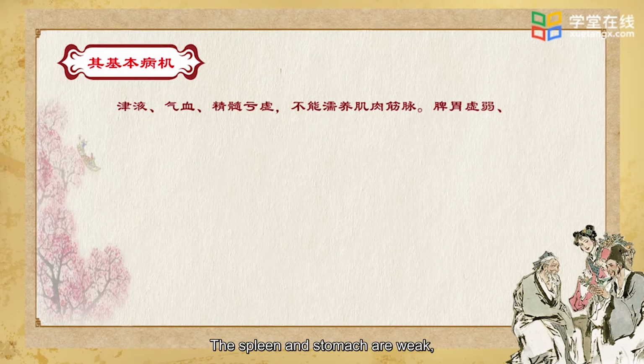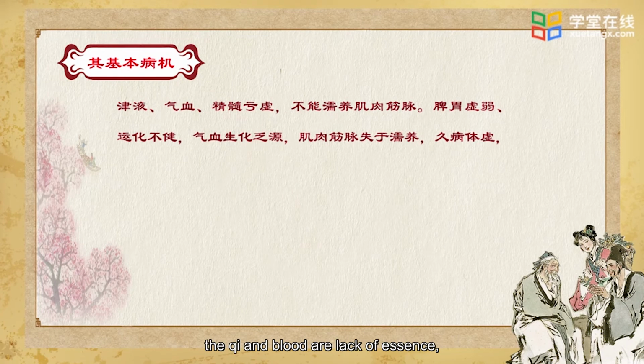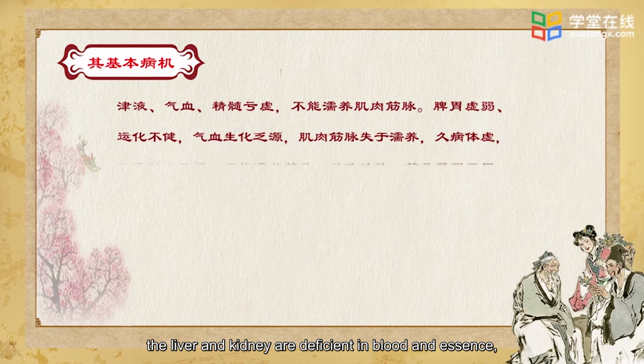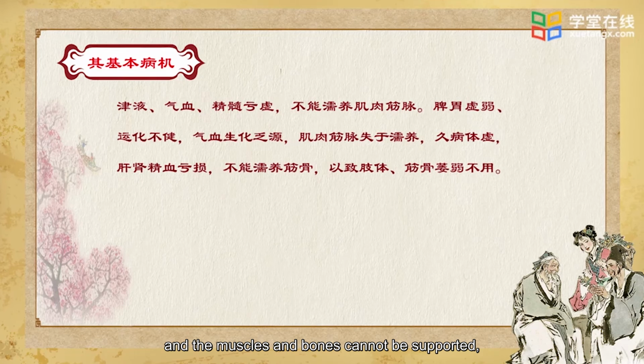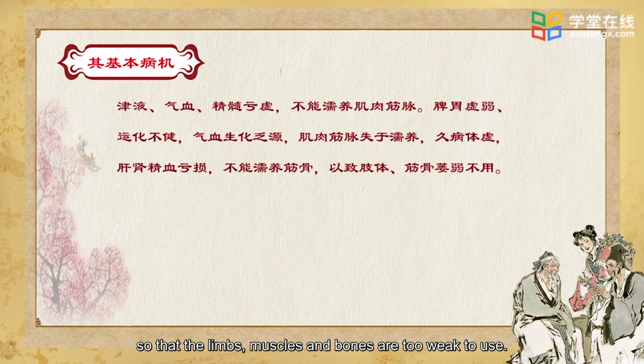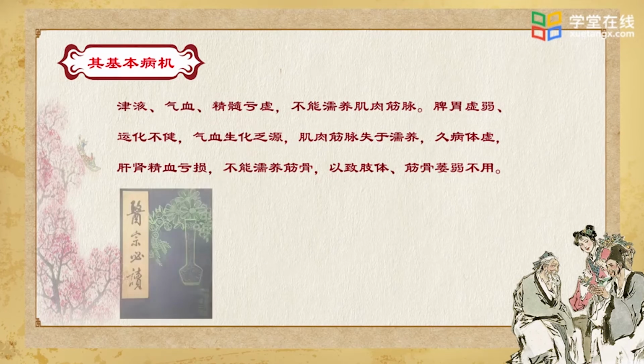The spleen and stomach are weak and cannot function well. The qi and blood lack essence. The muscles and veins are losing support. The disease is weak for a long time. Liver and kidney are deficient in blood and essence, and the muscles and bones cannot be supported, so that the limbs, muscles, and bones are too weak to use.